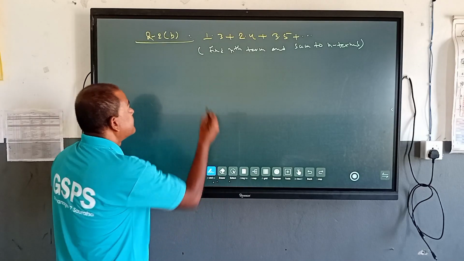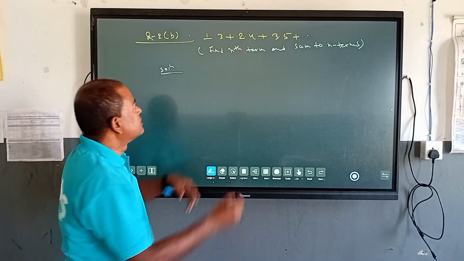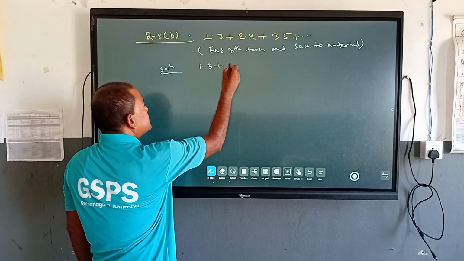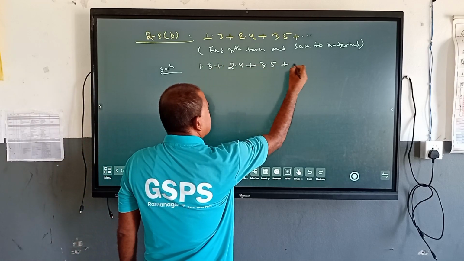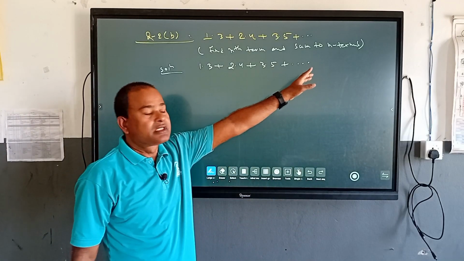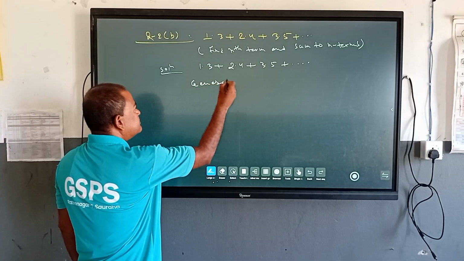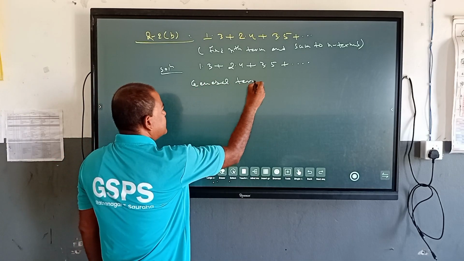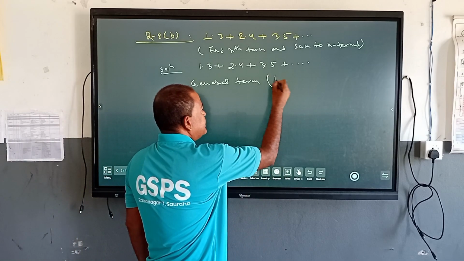Dear students, the given series is 1 times 3 plus 2 times 4 plus 3 times 5 plus dot dot dot. So at first we have to find out the general term. General term, that means we have to find out Tn, the nth term, Tn.